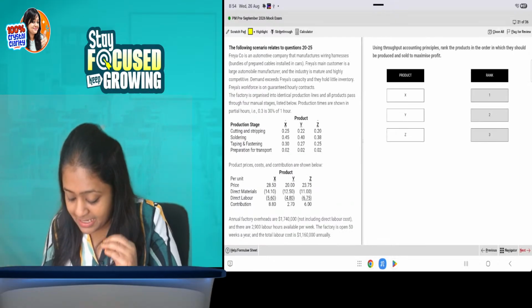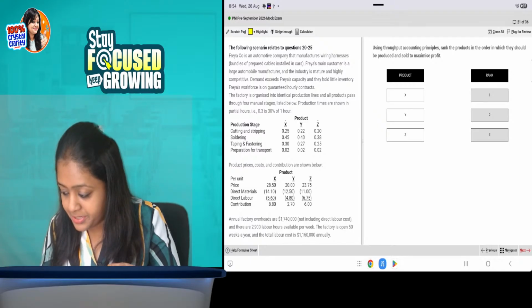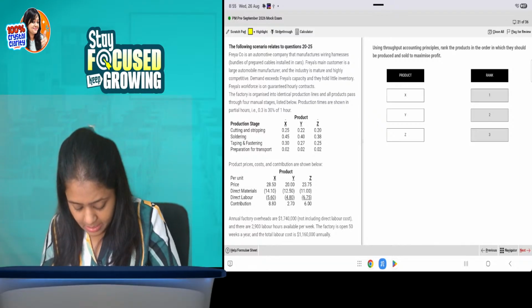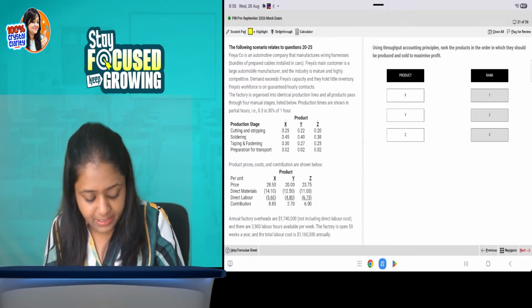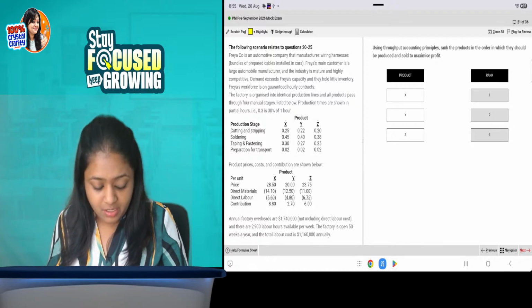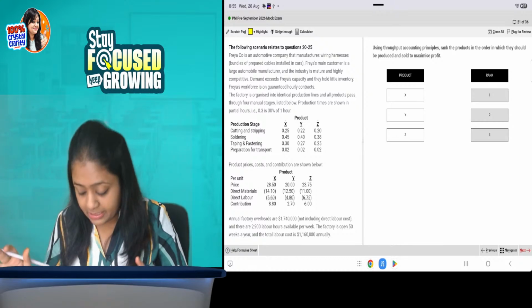Second case study is very interesting. It's about throughput. So I think we can quickly have a look here. Let's do this question. Using throughput accounting, I'm looking at the question requirement first, because accordingly that much only I will read and then do the calculations.